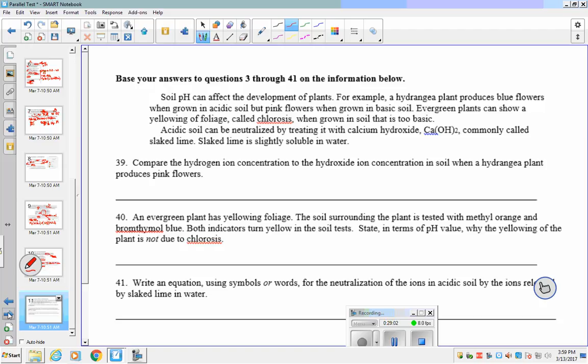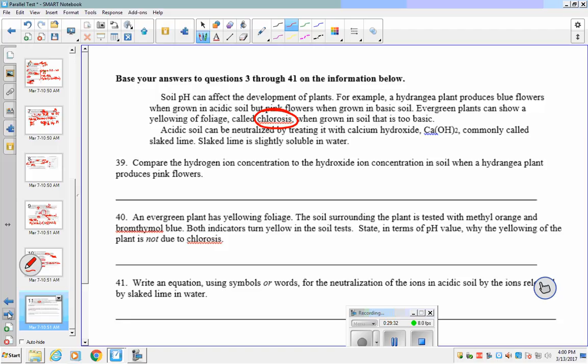And last but not least, soil pH can affect the development of plants. For example, hydrangea plants produce blue flowers when grown in acidic soil, but pink flowers when grown in basic soil. Evergreen plants can show a yellowing of foliage called chlorosis when grown in soil that is too basic. Acidic soil can be neutralized by being treated with calcium hydroxide, Ca(OH)2, commonly called slaked lime. Slaked lime is slightly soluble in water.